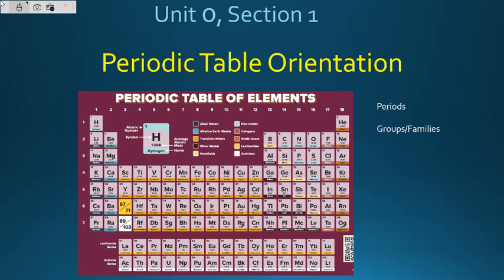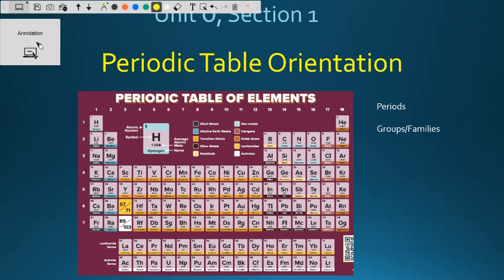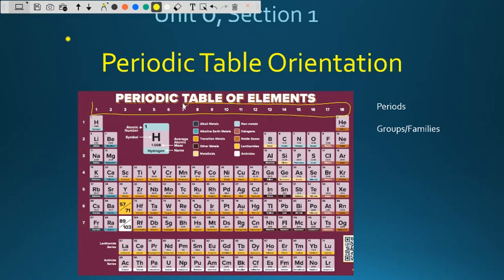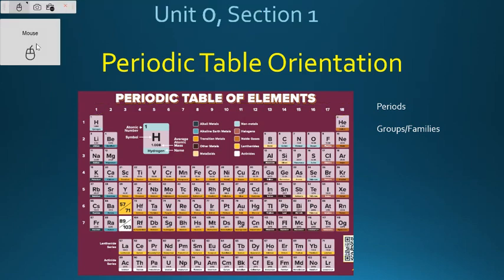Then we get to our groups and our families. Okay, that's going to be our columns. And there are 18 different groups or families. Those are our columns. And that will tell us our traits. For example, we have our noble gases. If we take a look at some of these other ones in here, we have the halogens, and we have the alkali metals, the alkali earth metals, and so on.